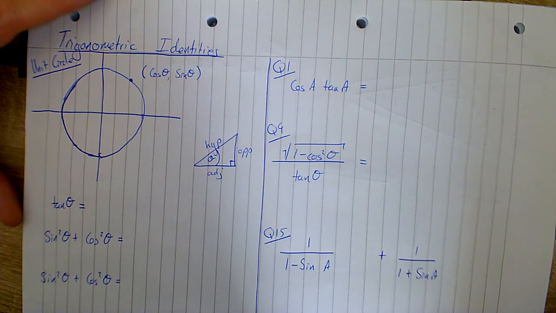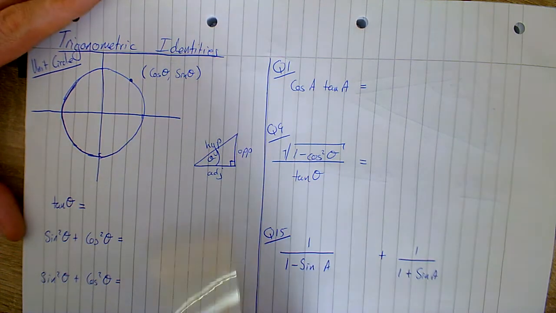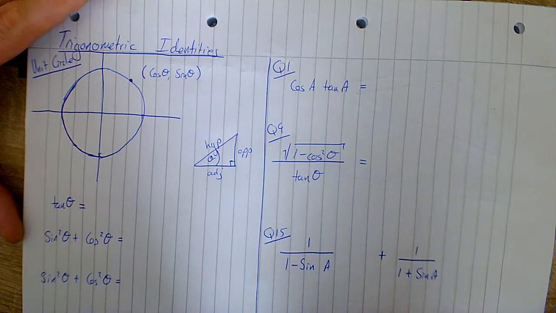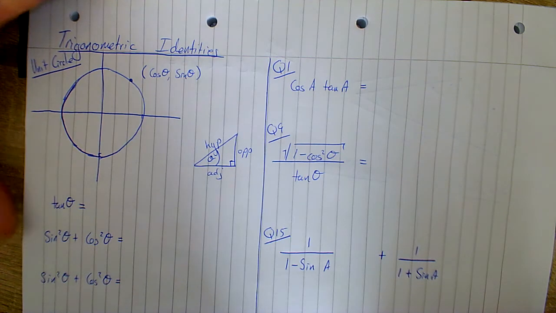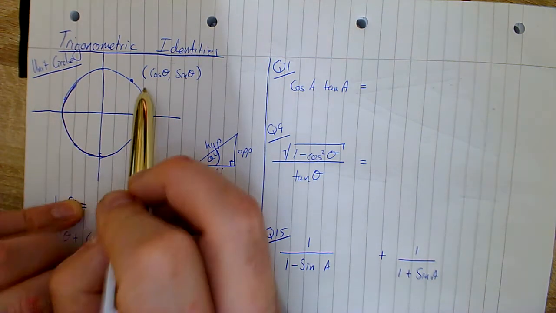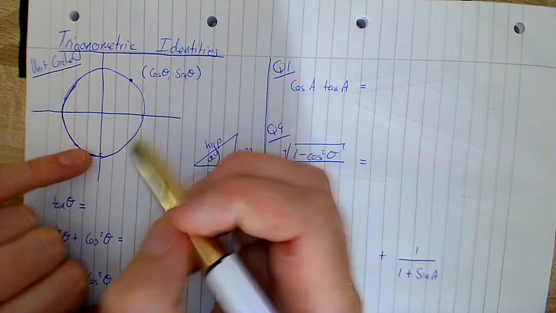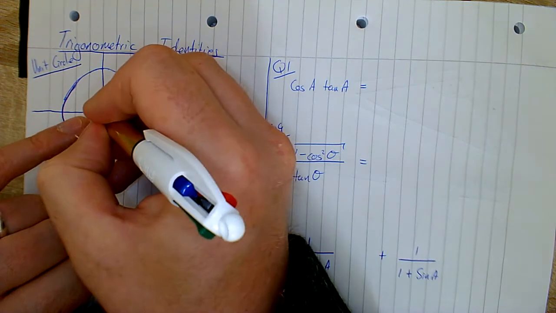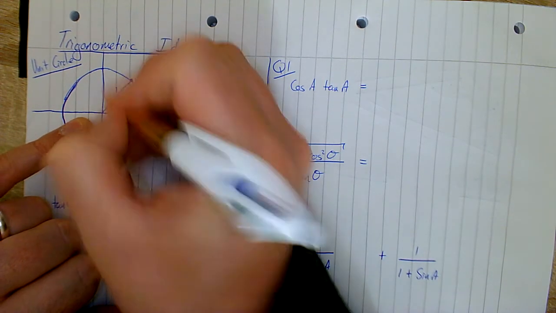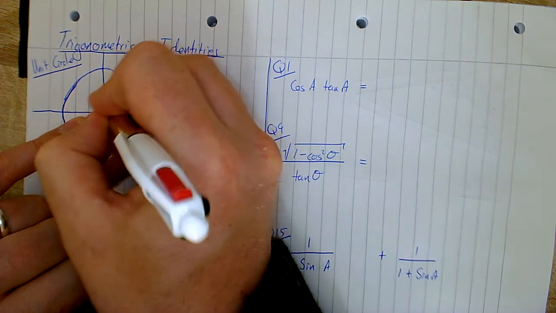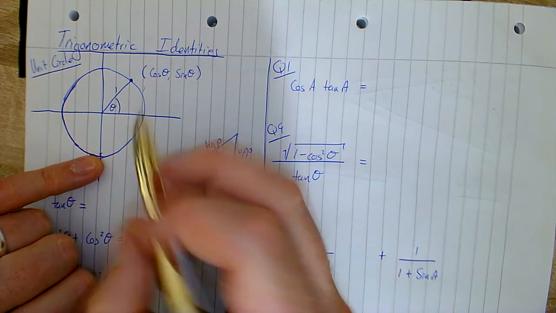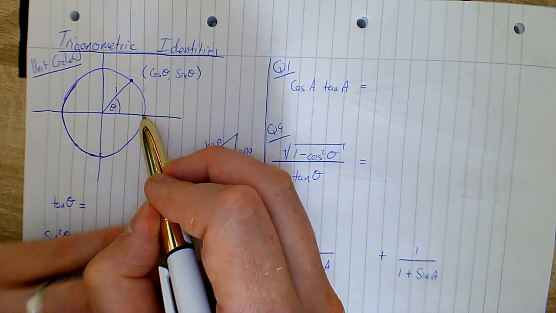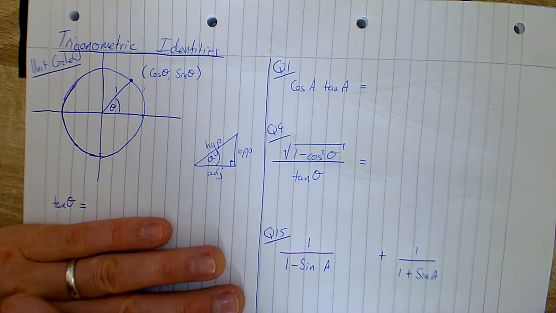So trigonometric identities are relationships that exist between sine, cos, and tan, basically. We're going to start off back with the unit circle that we've seen before. That's a circle that has a radius of length 1, and there's some angle made with respect to the x-axis that we're always going to call theta in these questions.